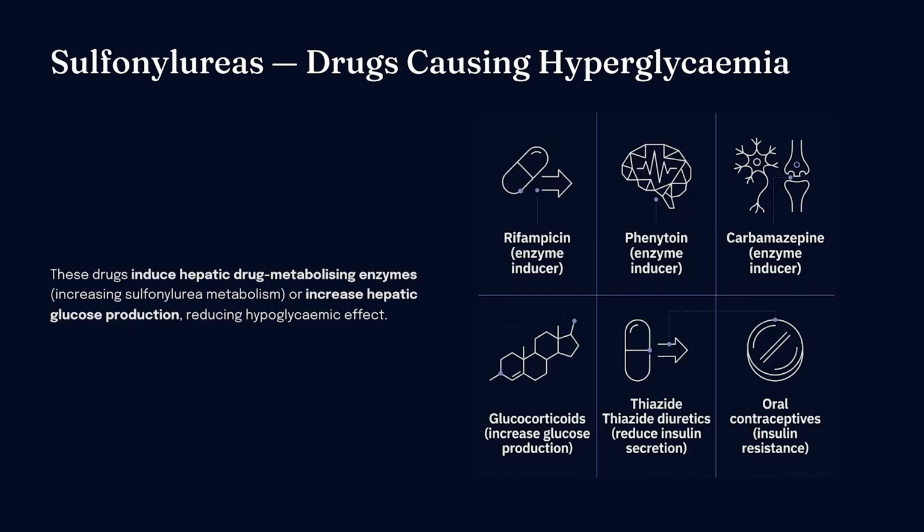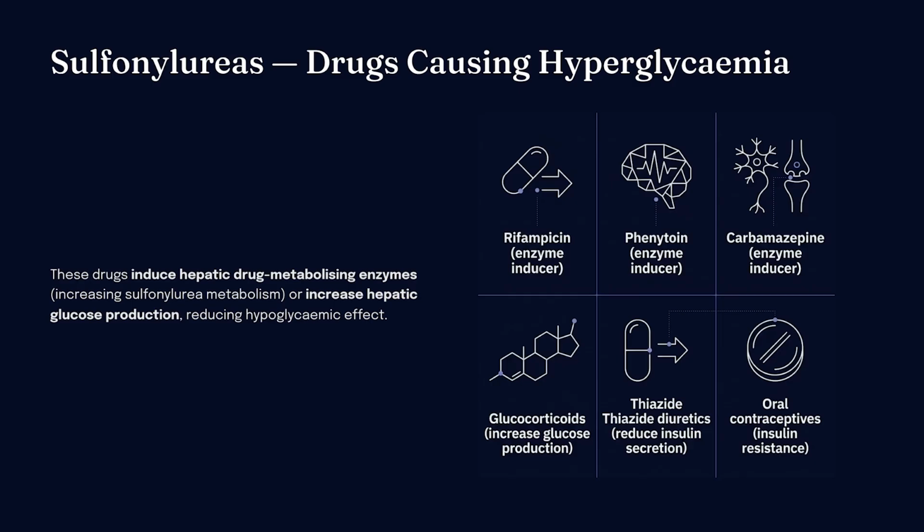Sulfonylureas and drugs causing hyperglycemia. Now let's discuss drugs that can cause hyperglycemia and reduce the effectiveness of sulfonylureas. A major mechanism is the induction of hepatic drug metabolizing enzymes, which increases sulfonylurea metabolism and lowers their plasma concentration. Important examples are rifampicin, phenytoin, and carbamazepine, all of which act as enzyme inducers and can reduce the hypoglycemic effect of sulfonylureas. Other drugs increase blood glucose through different mechanisms.